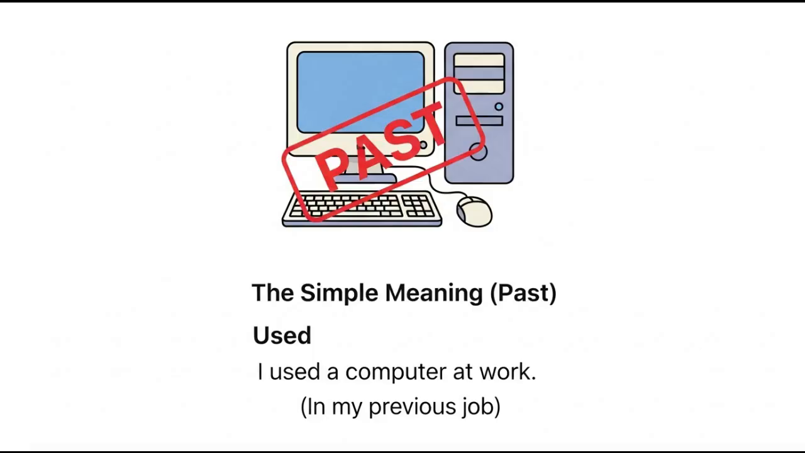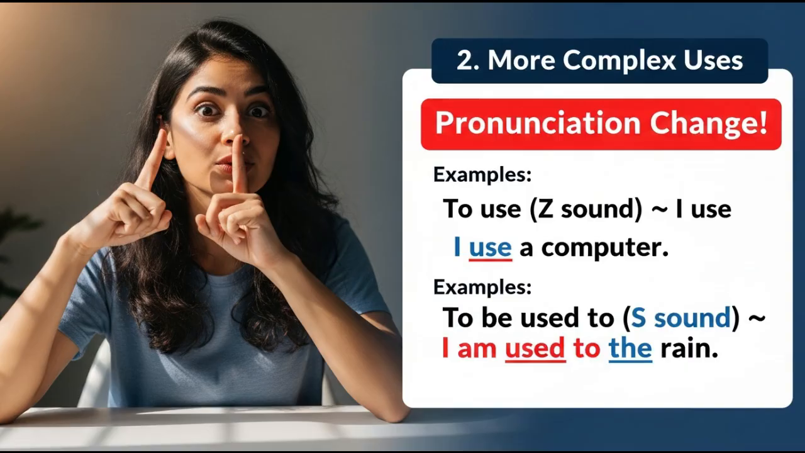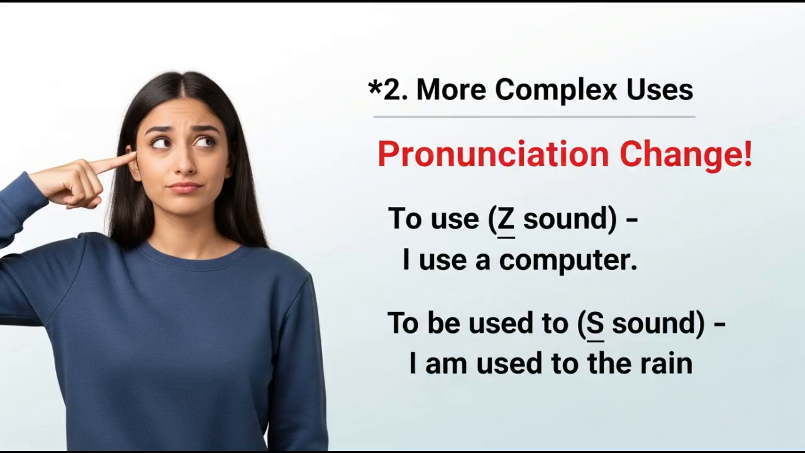And the first one is to get used to something. And you may have noticed when I said that, I made more of an S sound here, used. Whereas with this one, it has sort of a Z, to use, use. But then when we come to this, used, used to. Okay, so just remember there is a slight change of pronunciation when you say to get used to something.